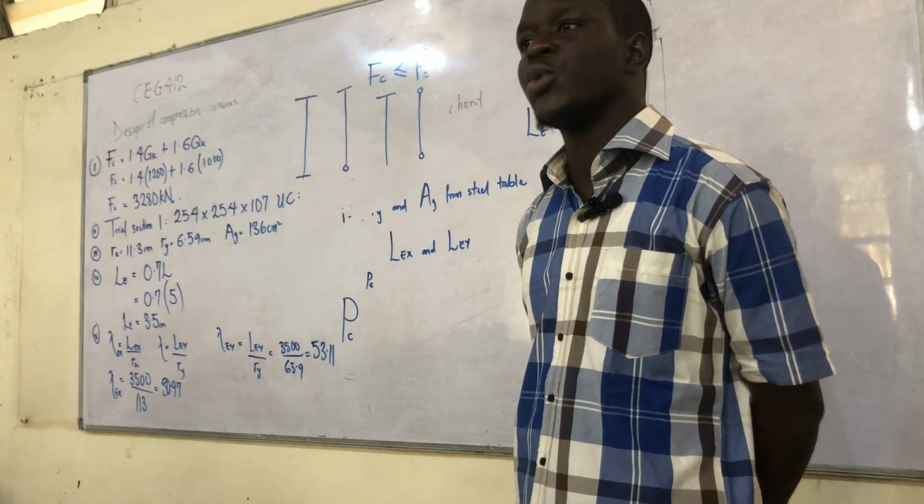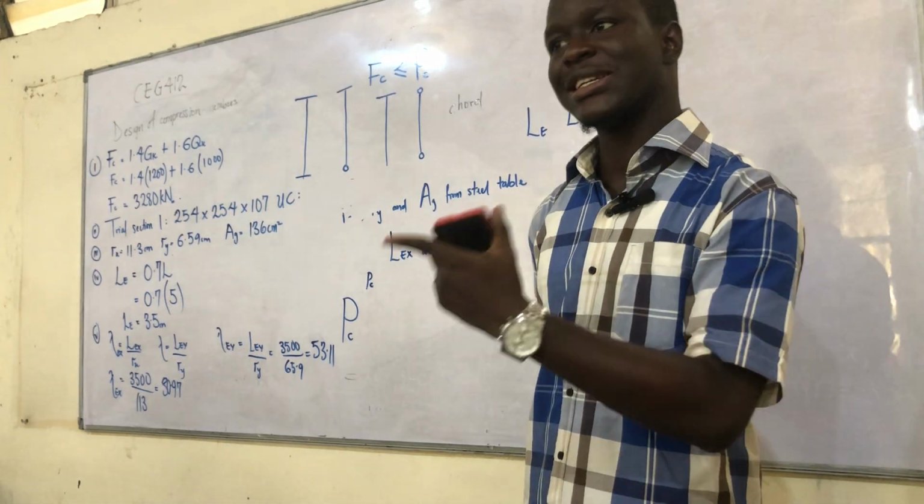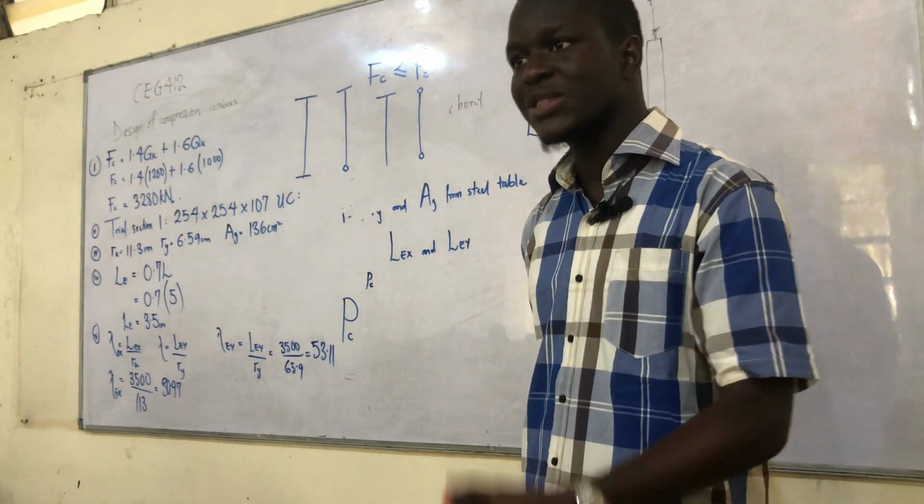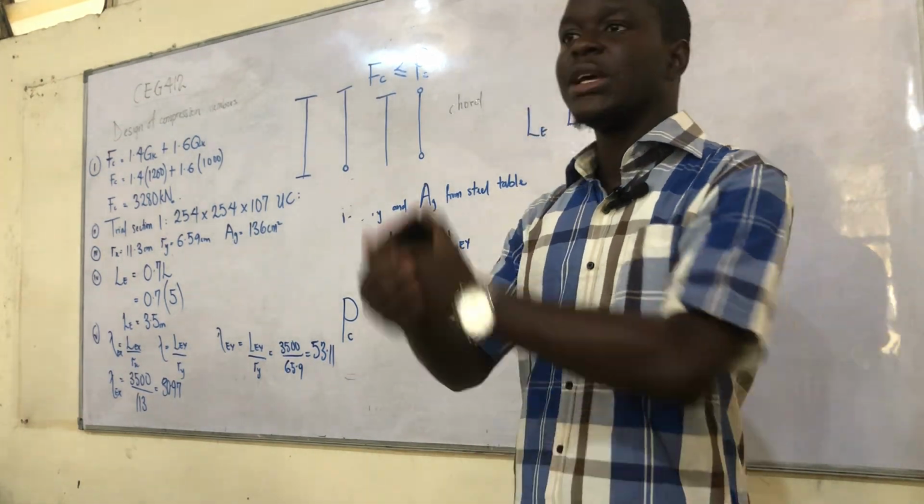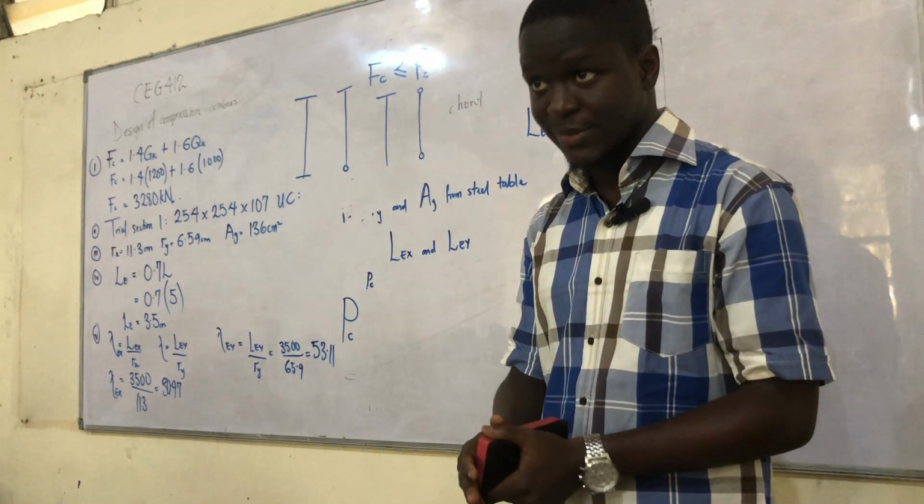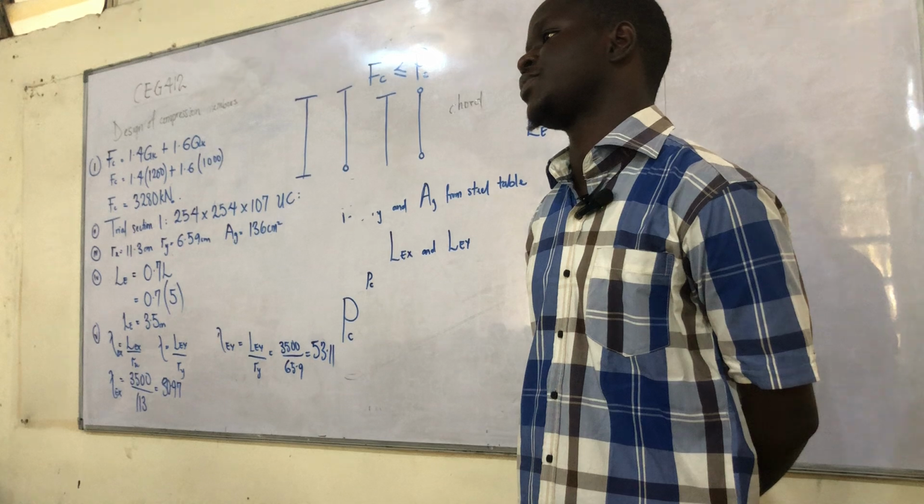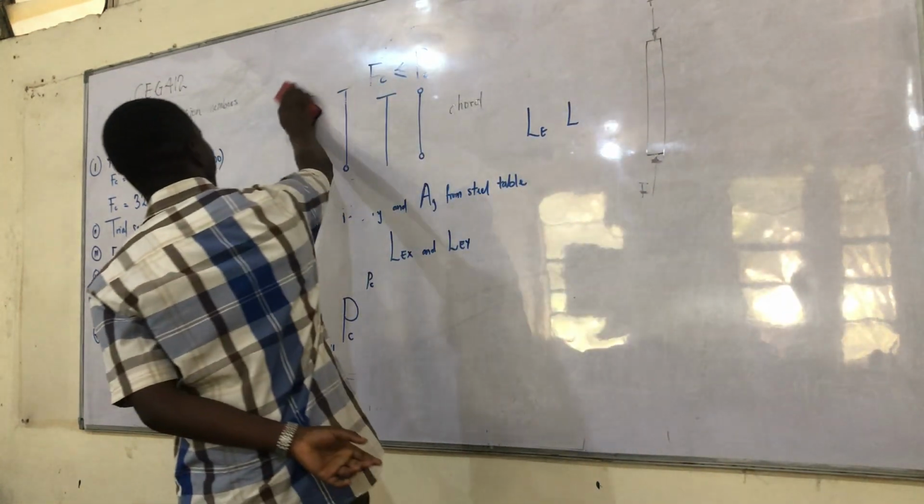Why? Because in this question, we have just one length. One length works for both axes, x-axis and y-axis. So that tells us that whatever we get for our LE, are you with me? It's the same thing as our LEX and our LEY. Do you understand? Any other question? Moving on.